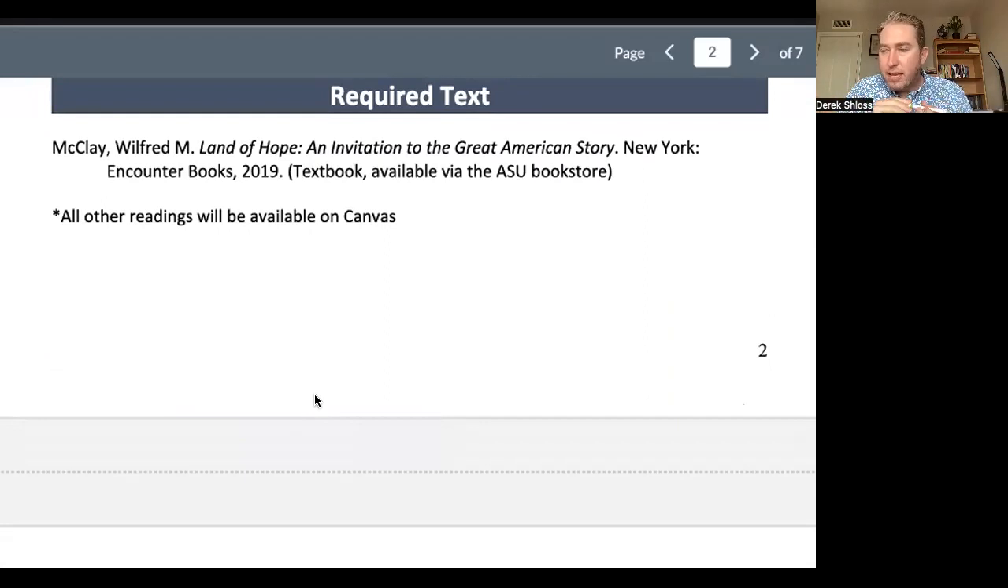So let's talk about this textbook a little bit. I like this textbook, and that's why I'm assigning it as a part of this course. McClay frames this textbook around, I would say, a couple of different themes. The first theme is that it's a very nation-focused textbook, right?